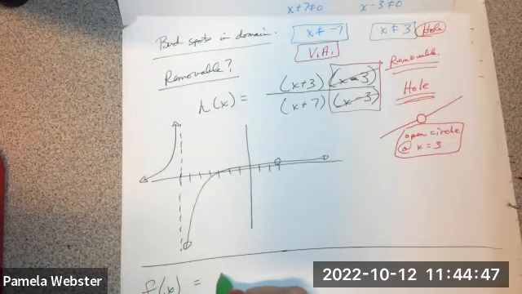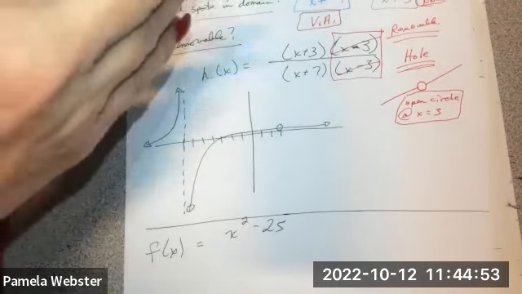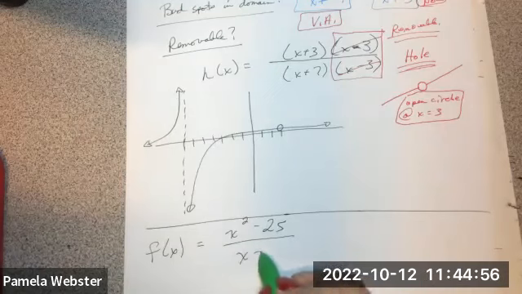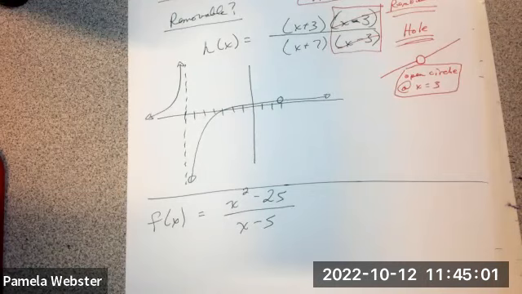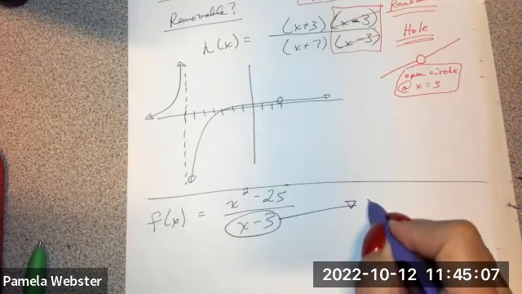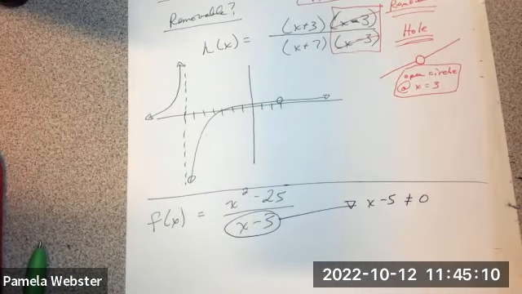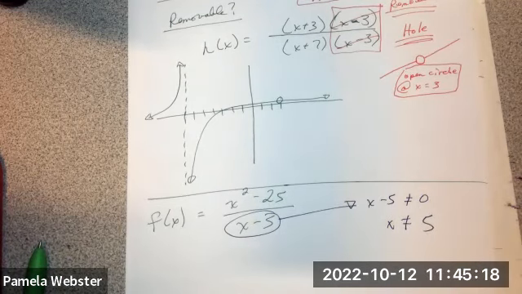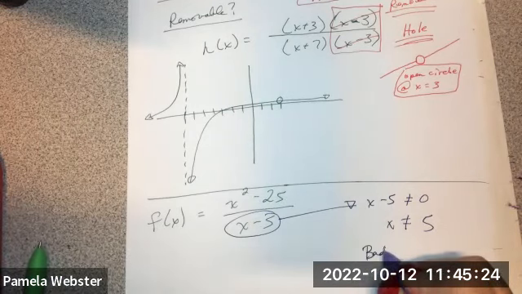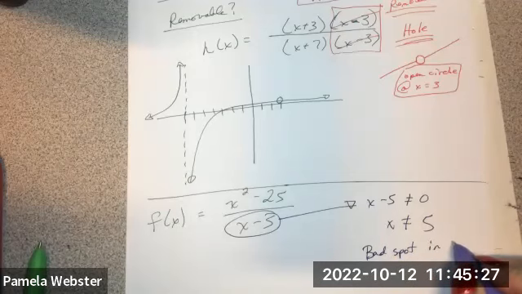F of x equals x squared minus 25 on the top. And on the bottom, I've got x minus 5. There's definitely a bad spot in that domain, right? On the denominator, x minus 5 cannot equal 0, right? Which means x can't be what? X can't be 5. Yes, ma'am. Thank you. Beautiful. Okay, so if I just look at this, I say this is definitely a bad spot in the domain. It's going to give me an error.